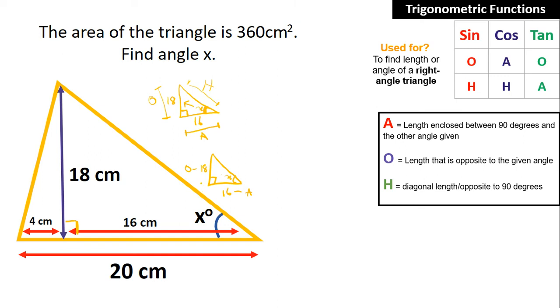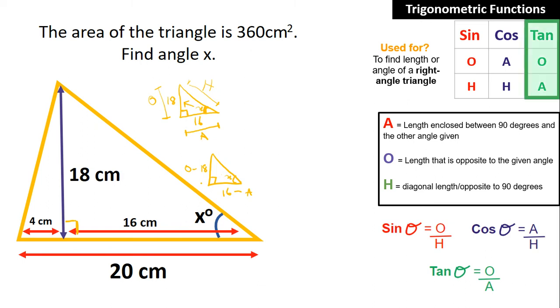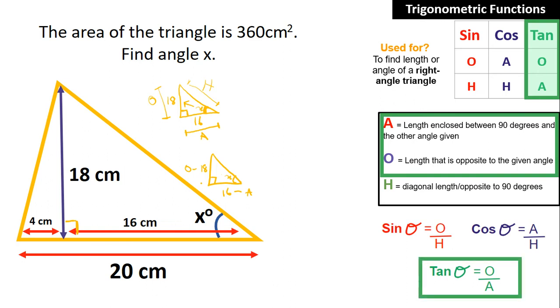So when I have my O and my A, as you can see, that is how we implement sine, cos, tan. Sine theta equals opposite over hypotenuse, cos theta equals adjacent over hypotenuse, and tan theta equals opposite over adjacent. And because in this example I have my 16 as the adjacent and 18 as my opposite, you can refer to the table and see that opposite and adjacent are mentioned in tan. That is, I have the length enclosed between the 90 degrees and the given angle, and the length that is opposite to the given angle. Therefore, I'm going to be dealing with tan theta equals opposite over adjacent.